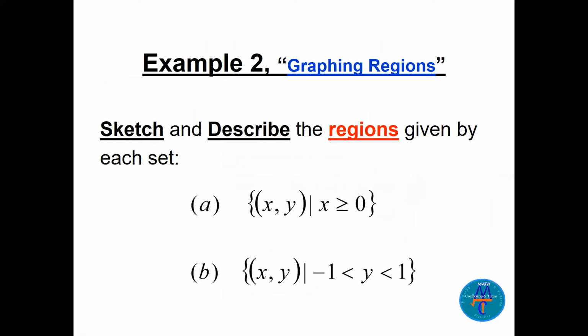Now another example, we need here to sketch a region and describe it. The set of all points (x, y) such that x is greater than or equal to 0. Second one, the set of all points (x, y) such that y is greater than -1 and less than 1. In the first one, we have a condition only on the x, and in the second, only on the y. We can also have conditions on x and y.